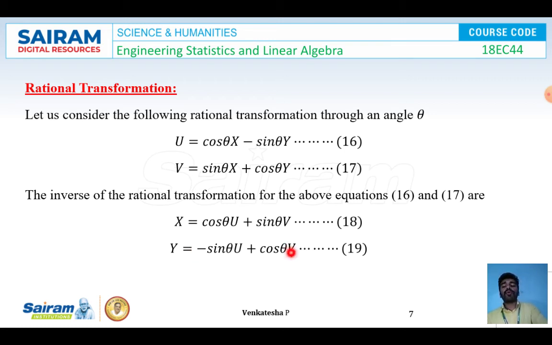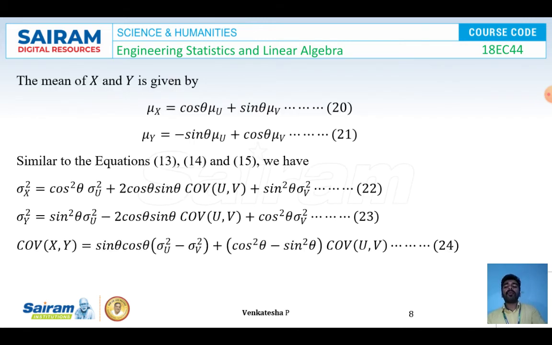So now I'm going to find the mean, variance and covariance of the random variables x and y. Okay, to find the value of mean, I'm going to apply the expectation for the previous equations 18 and 19. So I got the mean value like this. Mu x is equal to cos theta mu u plus sin theta mu v. Call this one as 20. Mu y is equal to minus sin theta mu u plus cos theta mu v. Call this one as equation 21.